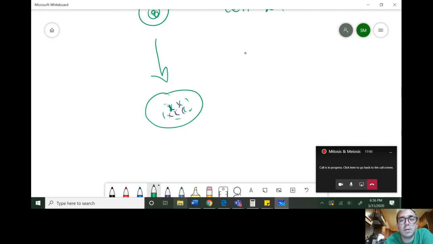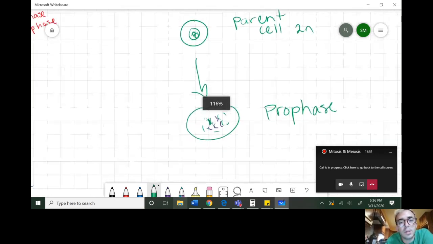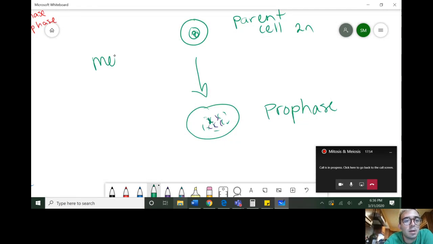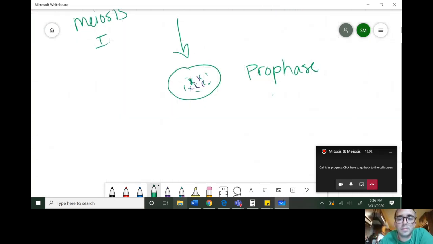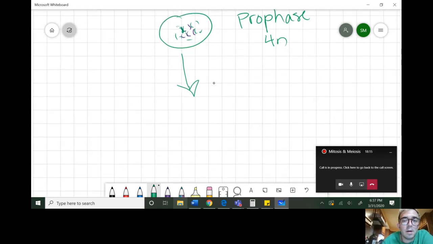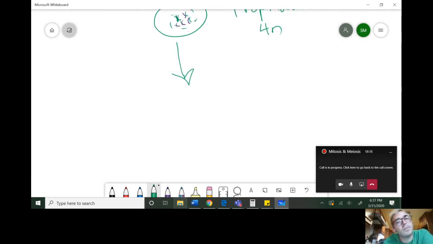This is our prophase, right? Oh, and we should say this is meiosis 1. Still 2N. Oh, we copied our DNA, right? Should be 4N. Got to call me out. All right, prophase done.